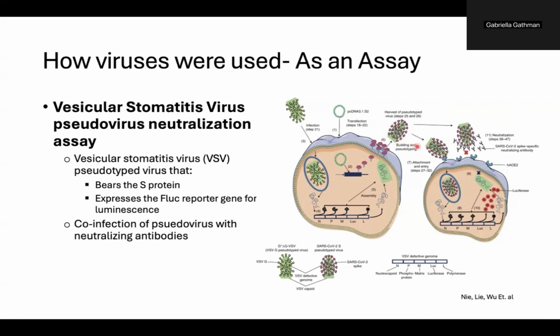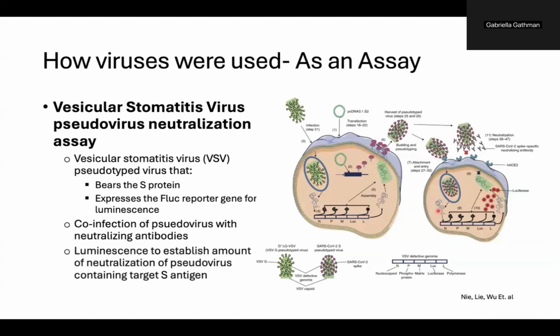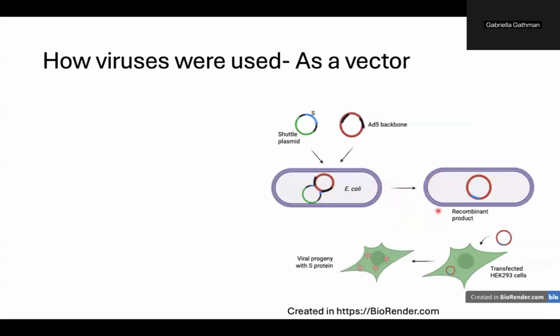And what happens in this assay is that both VSV and these antibodies are co-infecting a cell culture of cells that are permissive to the pseudovirus. And when VSV is neutralized by these antibodies, it cannot enter the cell and cannot cause luminescence. So luminescence equals no neutralization or negligible amounts, and no luminescence means that neutralization was employed and was successful, which is really important. Viruses in this study were also used as a vector.